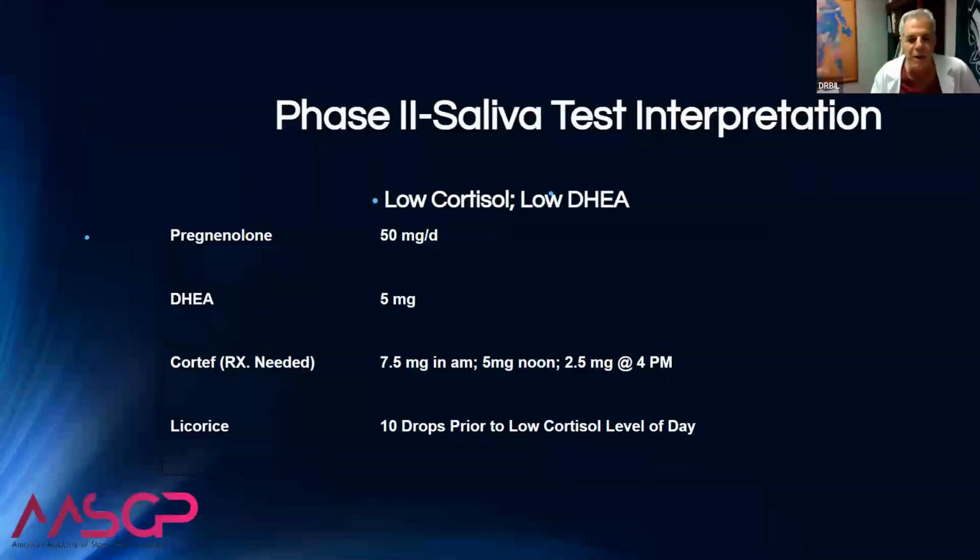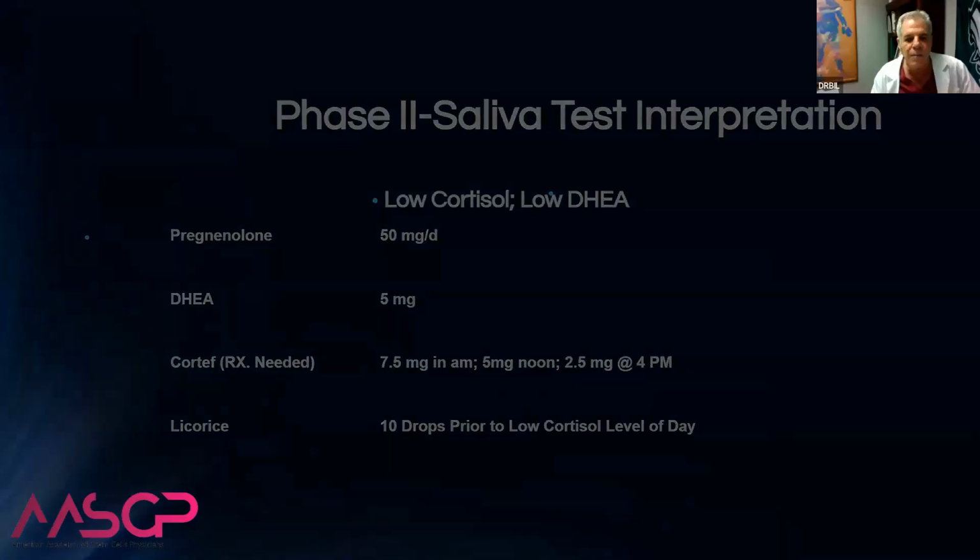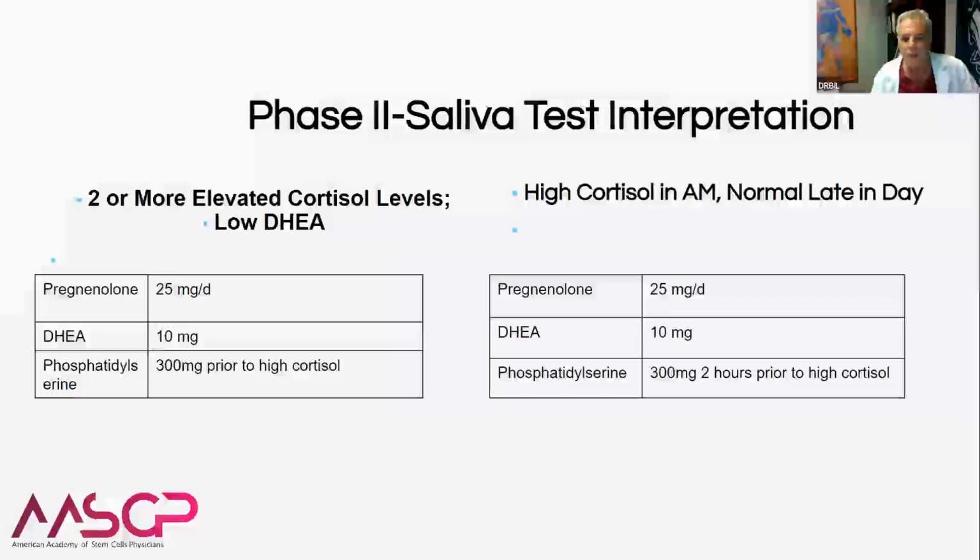Low cortisol, low DHEA. Again, we'll give them a little bit of DHEA. We'll give them some pregnenolone. We'll add in Cortef if either the saliva test is positive or they have severe sort of adrenal fatigue. And so high cortisol in the AM, we'll add in.